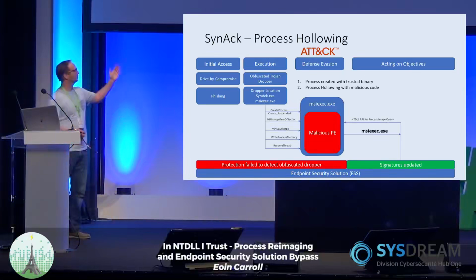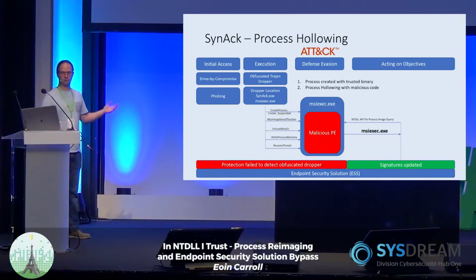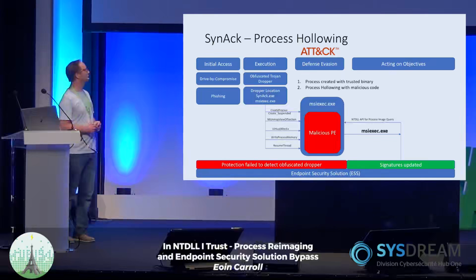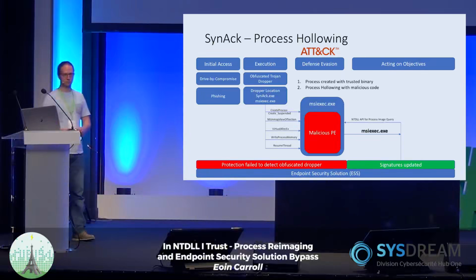And so the operating system now gets msiexec back, which we expect with process hollowing. We know how that technique works. And now the adversary is free to act on their objectives because that's a trusted process.